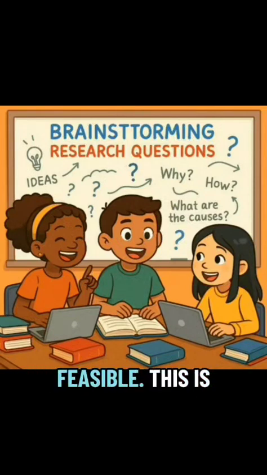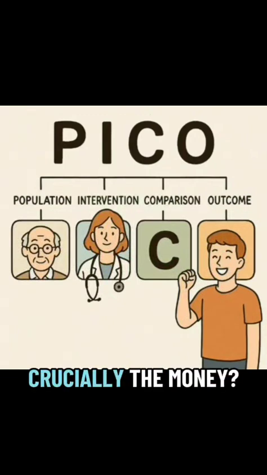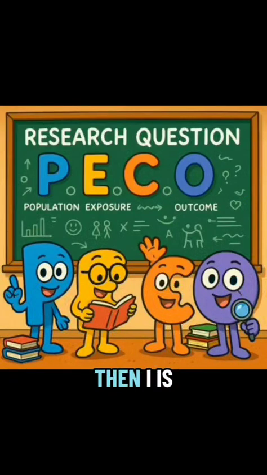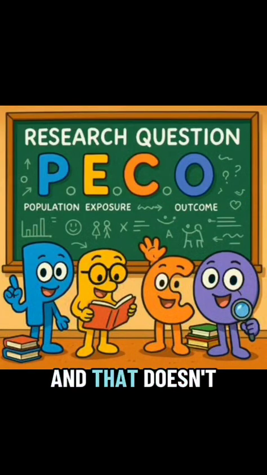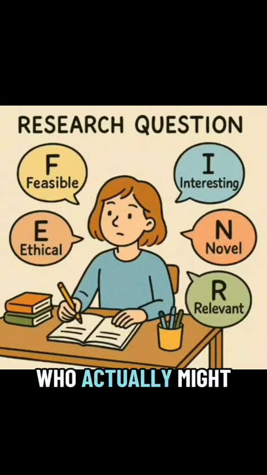So F is for feasible. This is the reality check. Do you have enough subjects, the right technical skills, the time, and, crucially, the money? The practical stuff. Totally. Then I is for interesting. And that doesn't just mean interesting to you. It has to be interesting to clinicians, to policymakers, to the people who actually might use the findings.